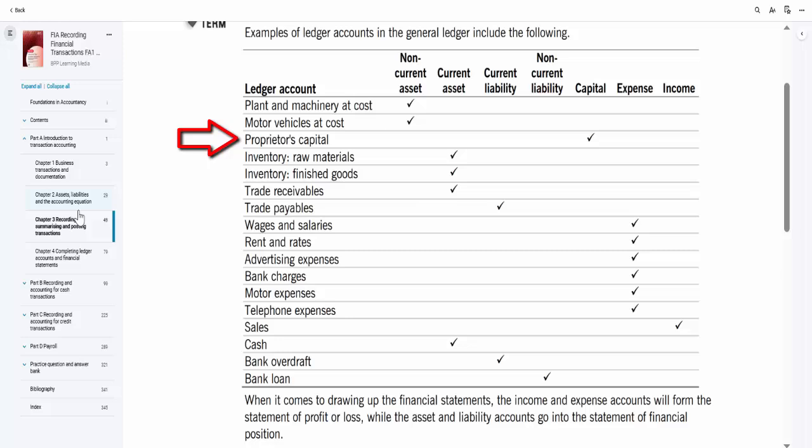Capital, owner's equity. 3. Proprietor's capital. The money or assets the owner invests in the business. Classified under capital because it represents the owner's interest in the business.